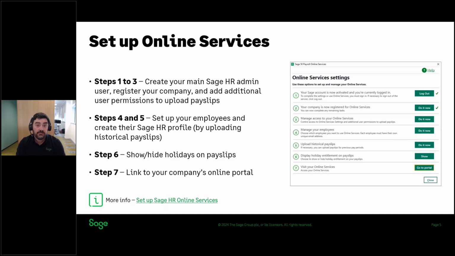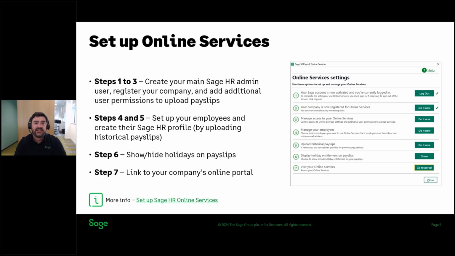And then if you want to, you can upload their historical payslips, which will set up their profile and invite them to start using online payslips. Step 6 is to configure whether you want to show or hide holiday information on payslips if you record holidays in Sage 50 Payroll. And step 7 is a handy link to your company's online portal.